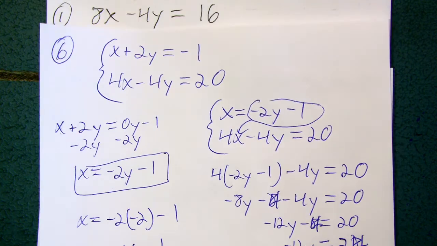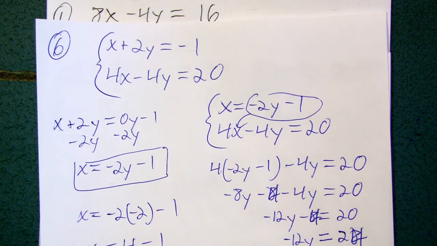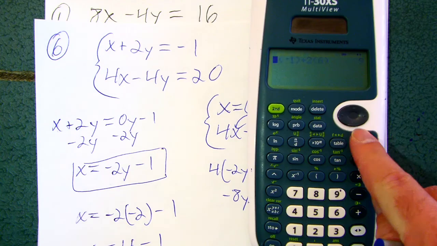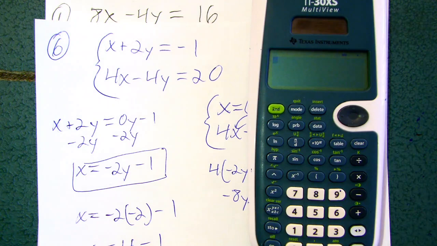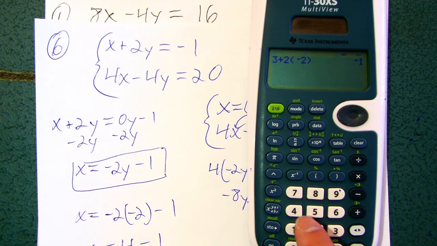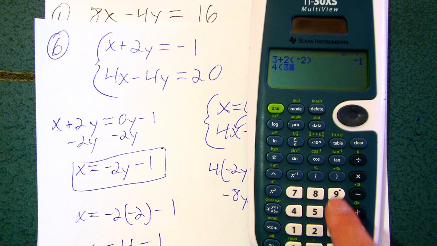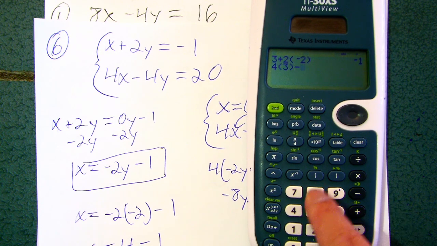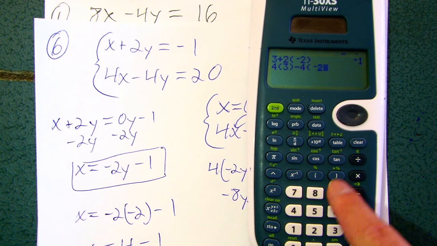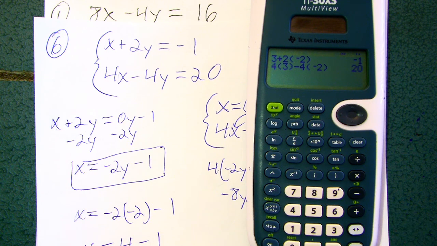All right, and make sure, again, go back up, check your answers. Not that I'm a big fan of using calculators here, but if you do use your calculator, x plus 2y equals negative 1, so that means we have 3 plus 2 times negative 2. We got negative 1, so that's good. 4 times 3 minus 4 times negative 2. We get 20, so we're good to go.